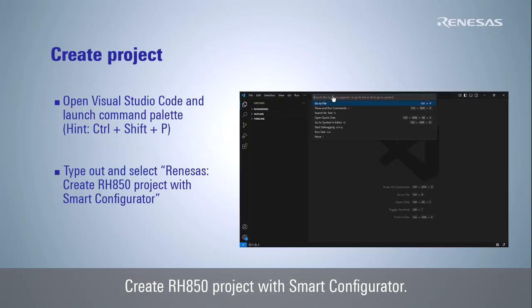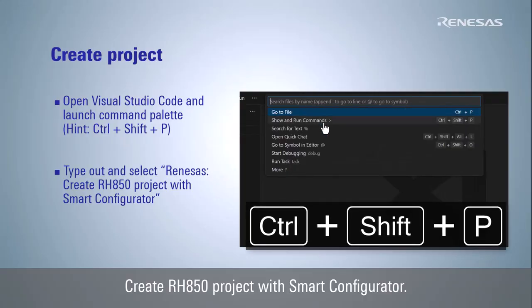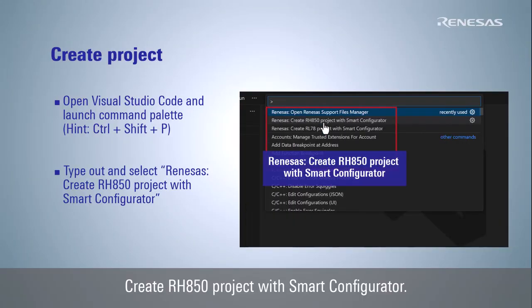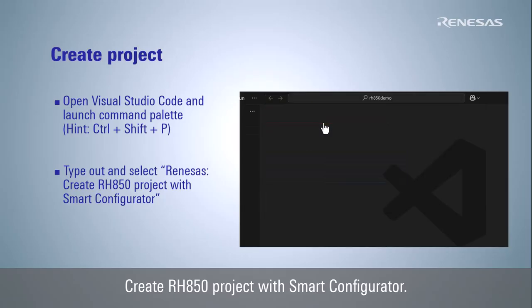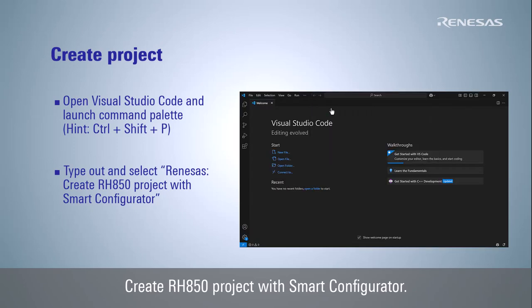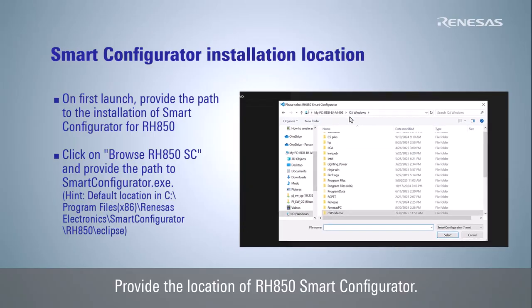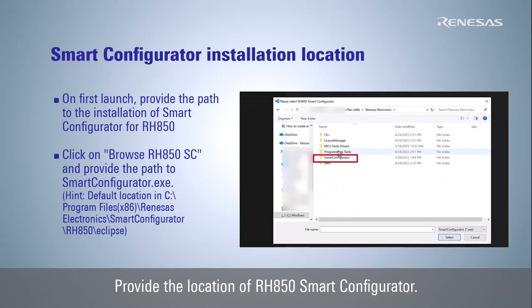Open the Visual Studio Code application and launch the command palette, Ctrl+Shift+P. Enter Renesas. Create RH850 project with Smart Configurator until the option appears in the drop-down list. Click on this option. If you have not launched Smart Configurator from Visual Studio Code before, you will be prompted to provide the location of the installation. Click on the Browse button and provide the path to smartconfigurator.exe.